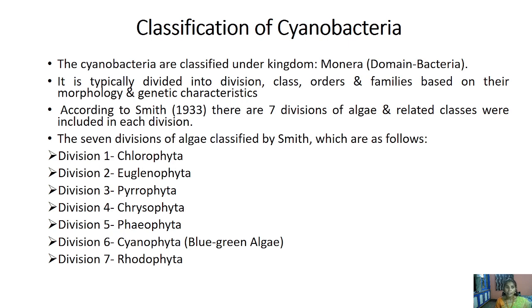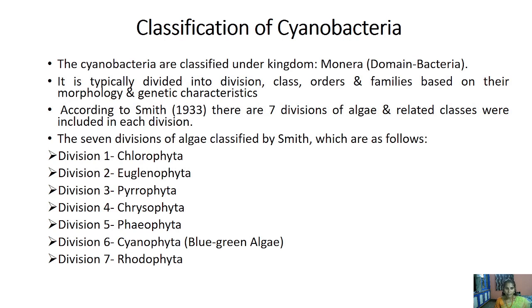Cyanobacteria, in the kingdom Monera, are typically divided into divisions, classes, orders, and families based on their morphology as well as genetic characteristics. According to Smith, all algae are divided into seven divisions, and related classes were included under each division. The seven divisions of algae classified by Smith are as follows.